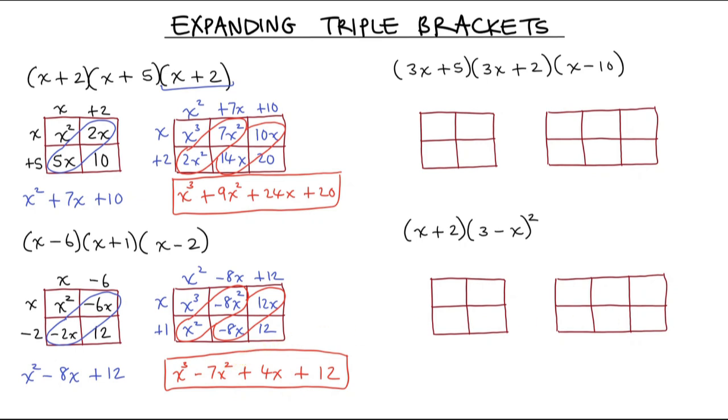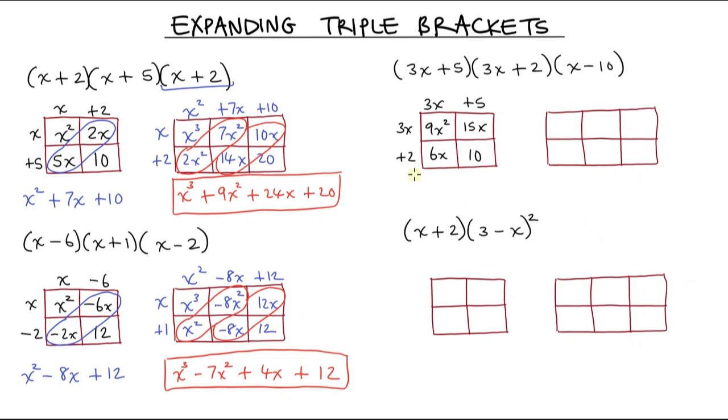Okay, let's go on to question number 3. And I'm just going to stick with my traditional method. So let's do 3x plus 5 times 3x plus 2. So this is going to be 9x squared. And then we're going to have 15x. And then 6x. And then 10.